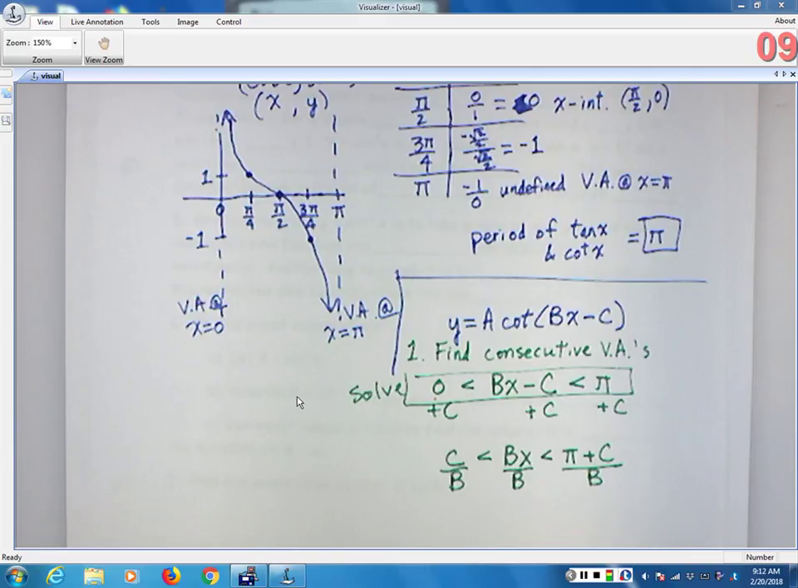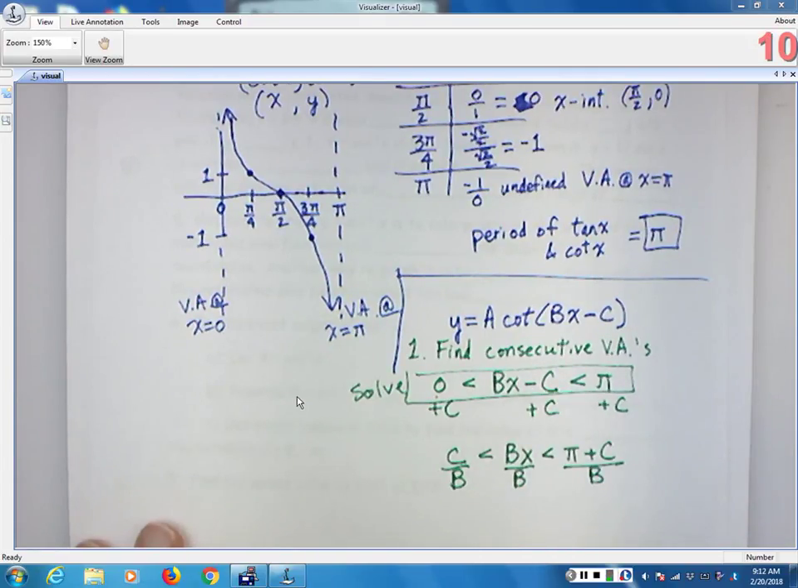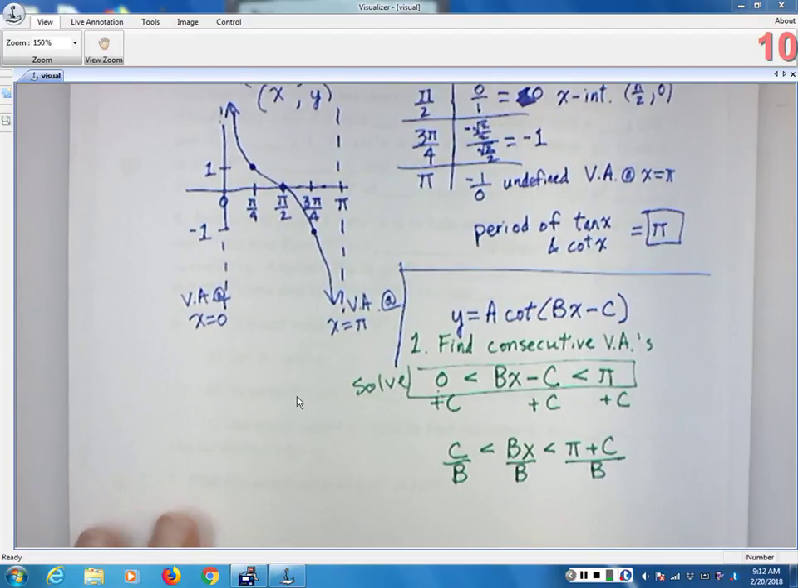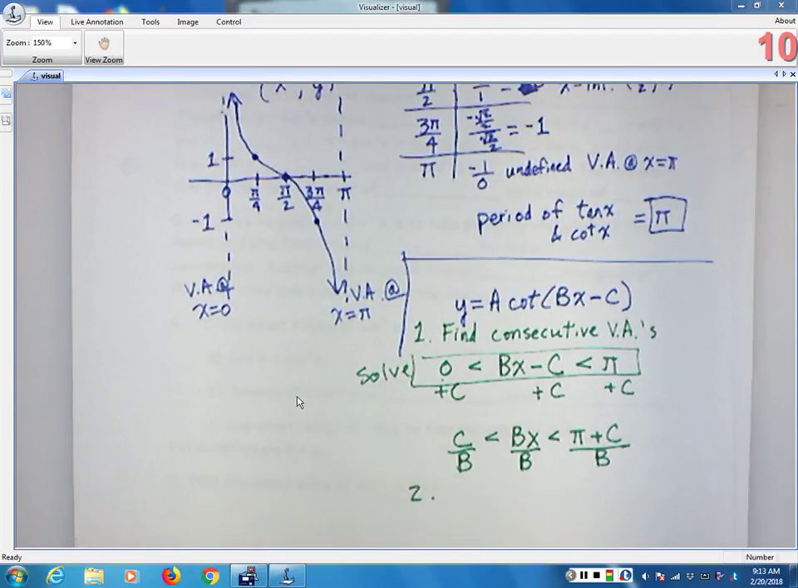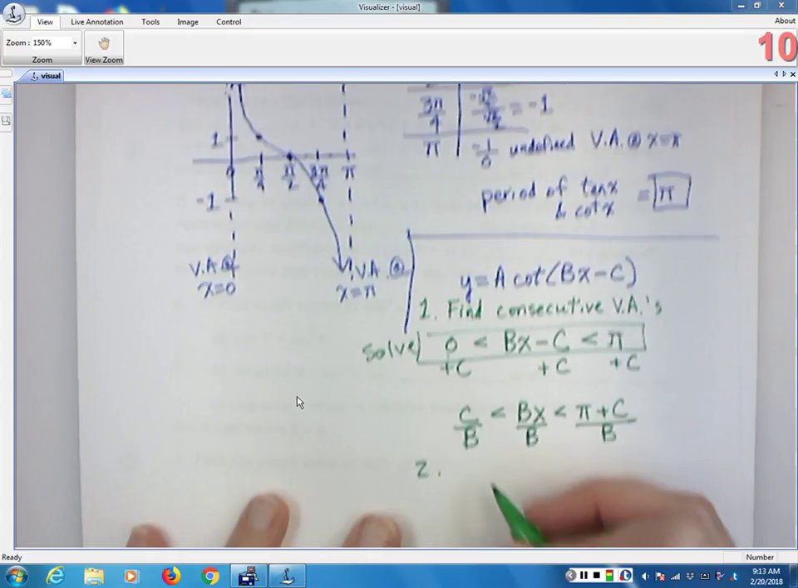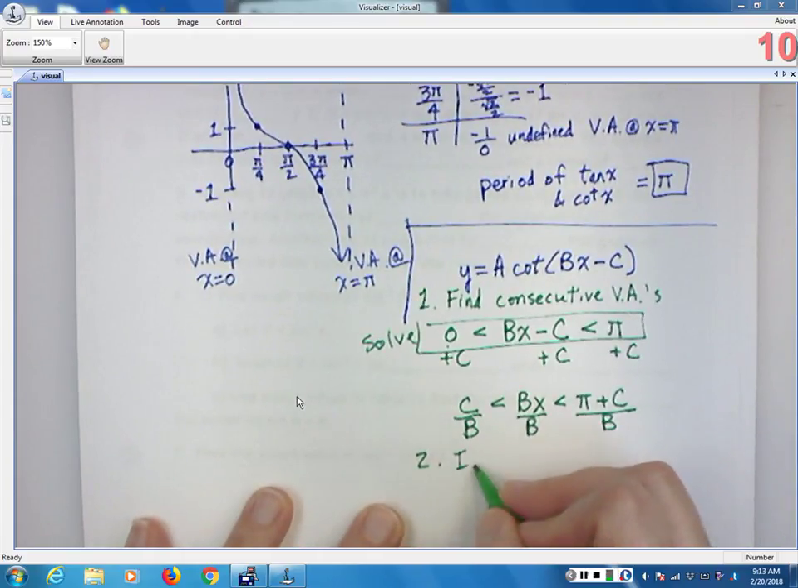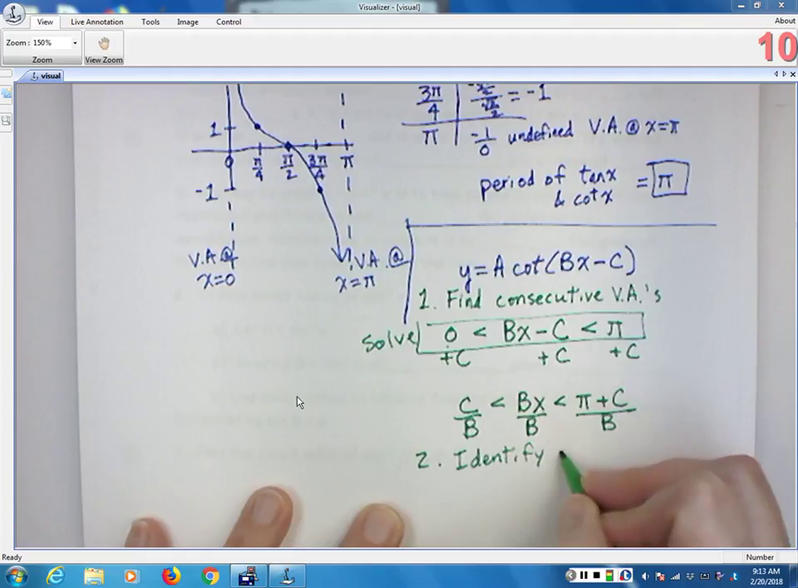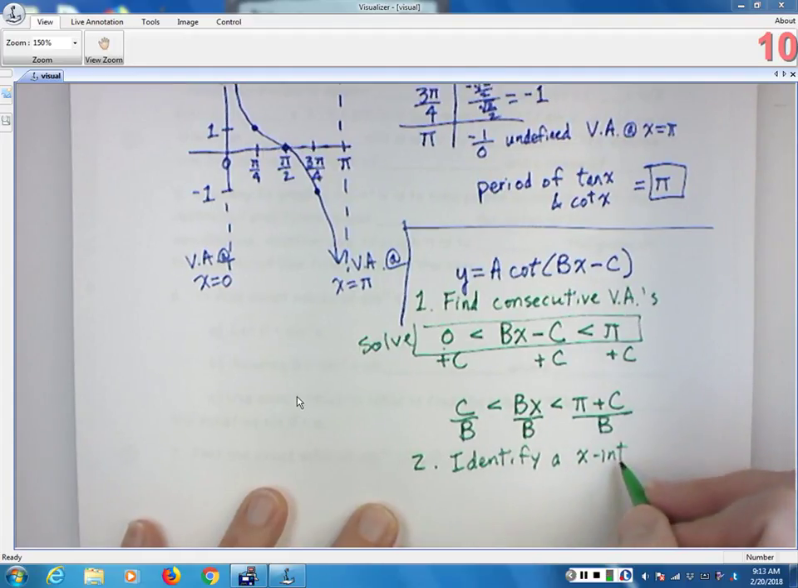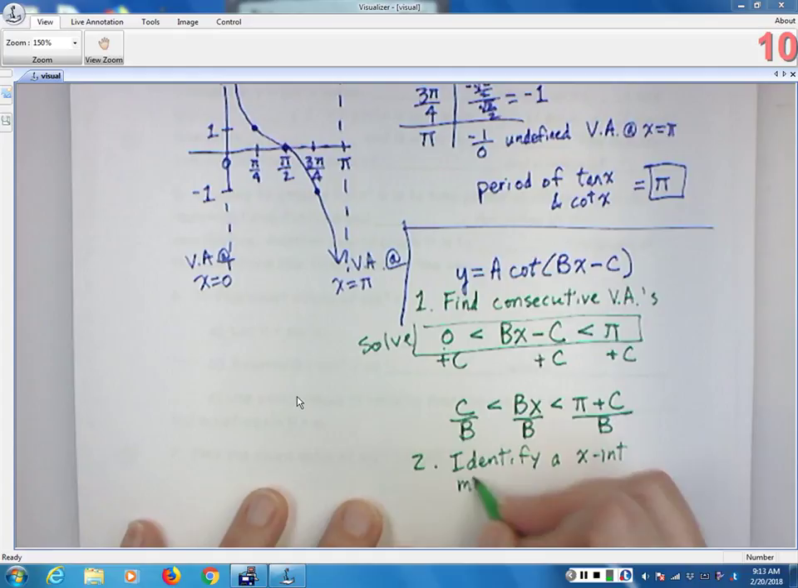And then once you find your two consecutive vertical asymptotes, you identify, it's the same as tangent, the x-intercept halfway between them, midway between them.